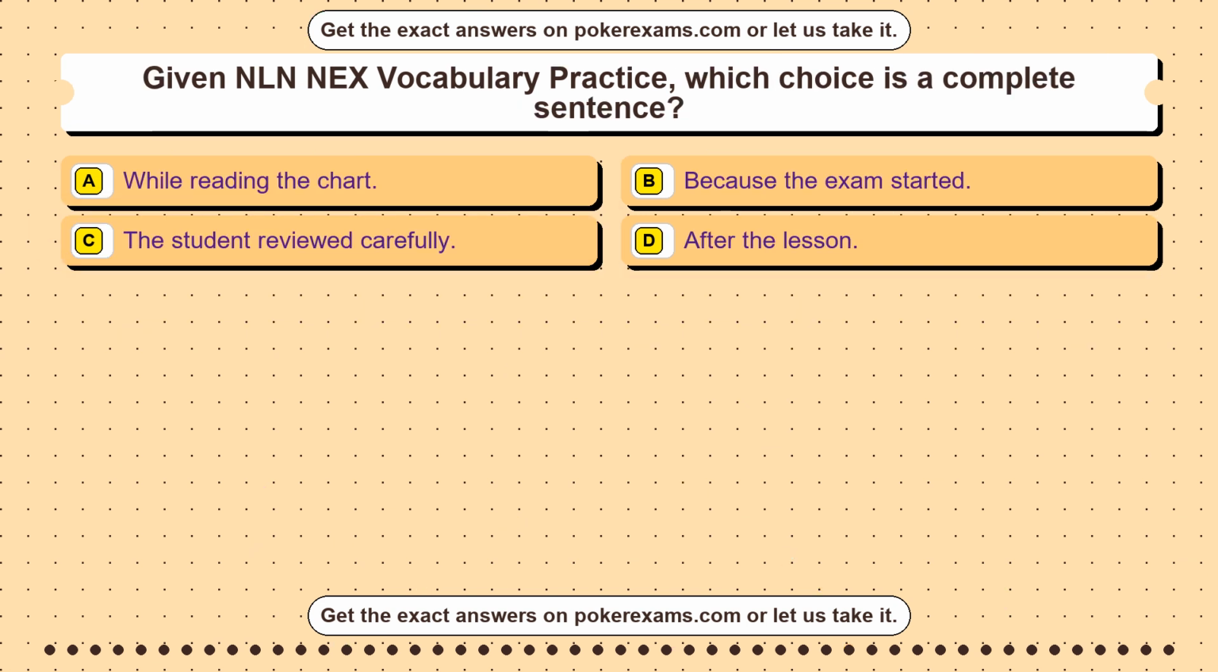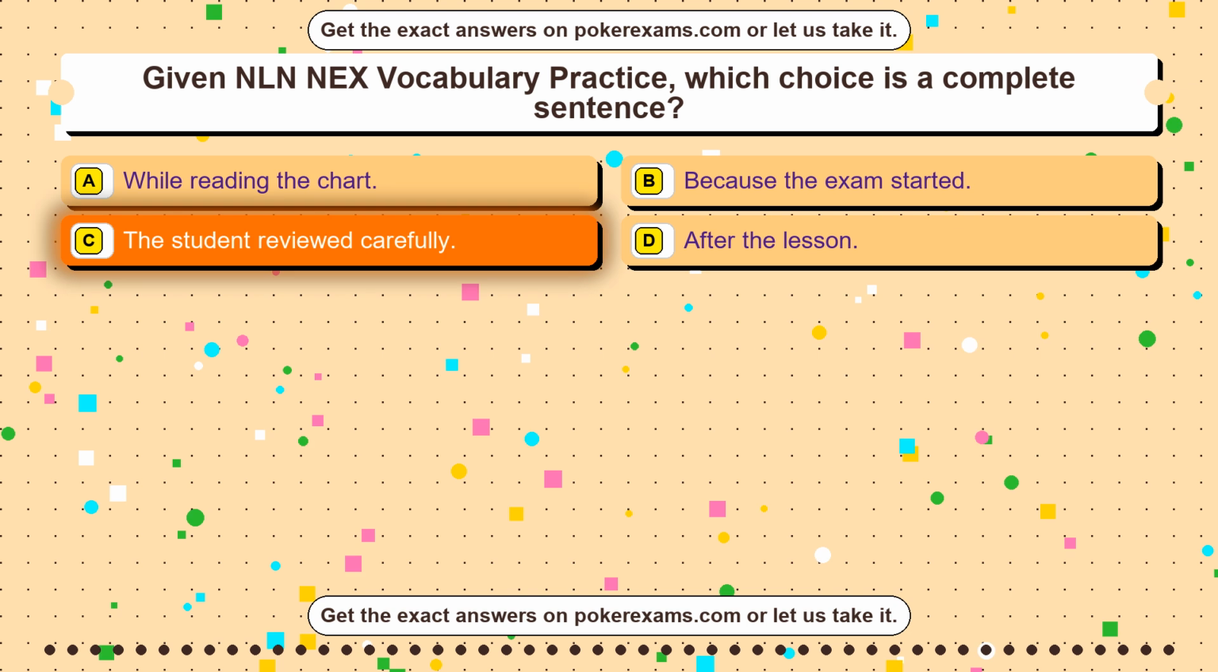Question 8. Given GED test prep, which source would best support a historical claim? Option A, advertisement slogan. Option B, primary document. Option C, random comment. Option D, cartoon only. The correct answer is option B.